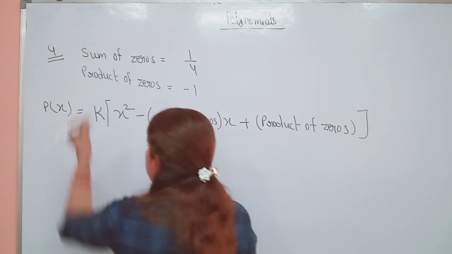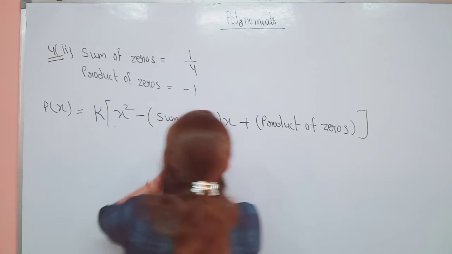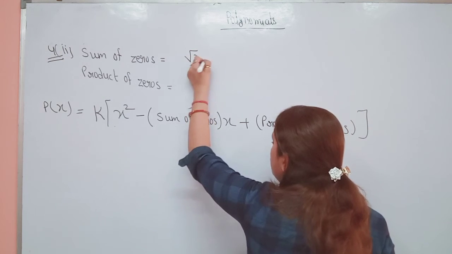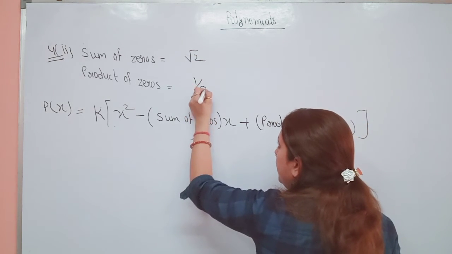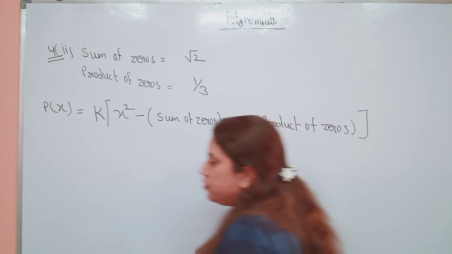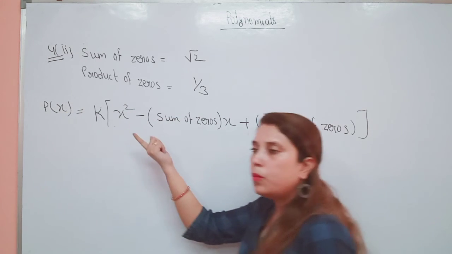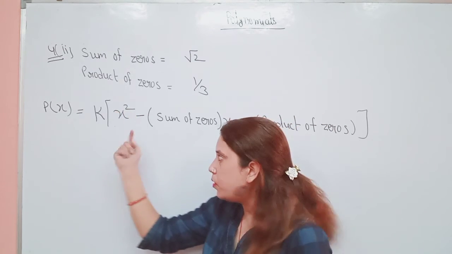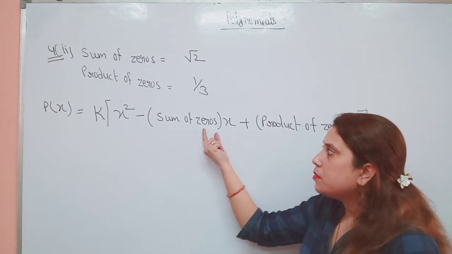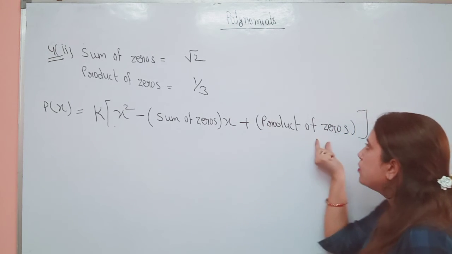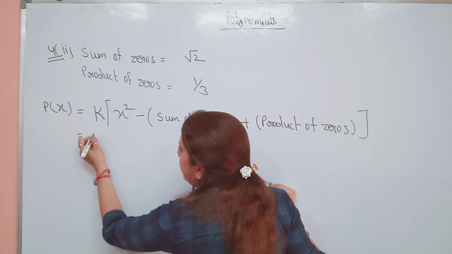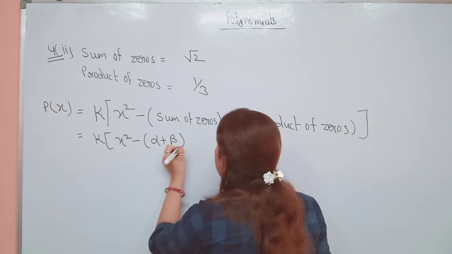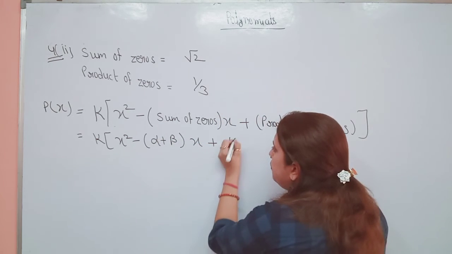Second part we can say for second part. Sum of zeros and product of zeros. Sum of zeros is given under root 2 and product of zeros is given 1 by 3. Now again the same formula, p(x) is equal to k. Quadratic will start from x square, cubic will start from x cube. Okay beta, x square minus sum of zeros into x plus product of zeros. So it will be k x square minus alpha plus beta x plus alpha beta.